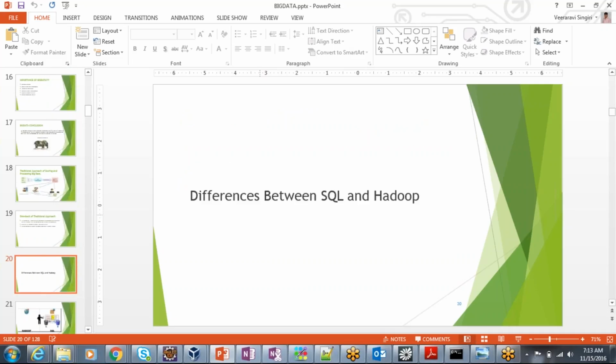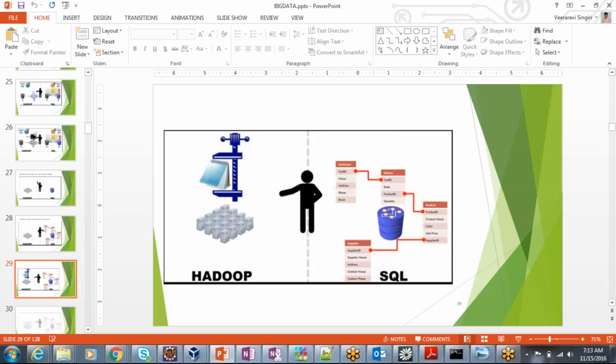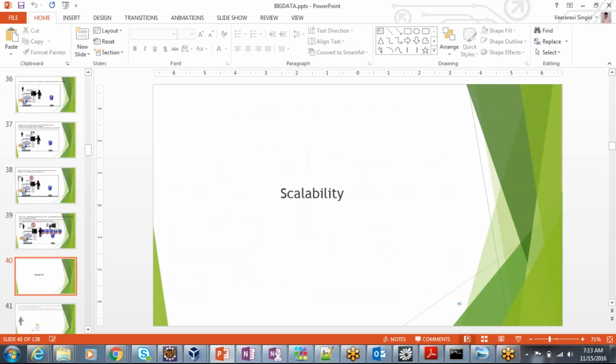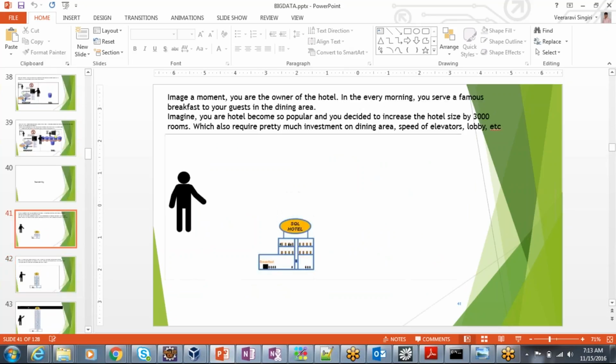Okay, and the difference between SQL and Hadoop. Before explaining this, I want to explain it with something interesting. Let's assume that for the time being we are a hotel manager, or rather we have our own hotel. We are the owners of the hotel.